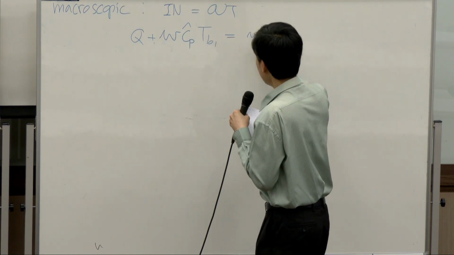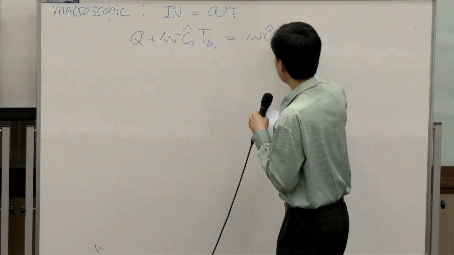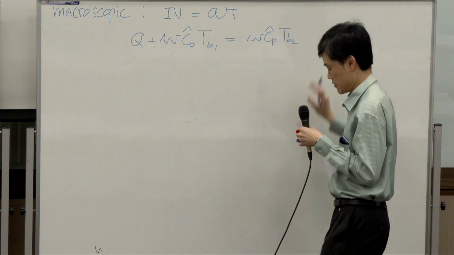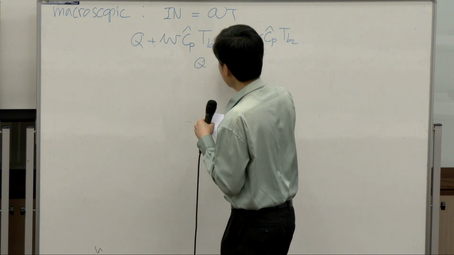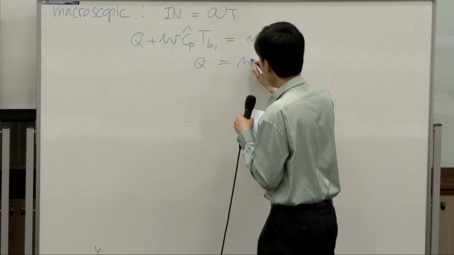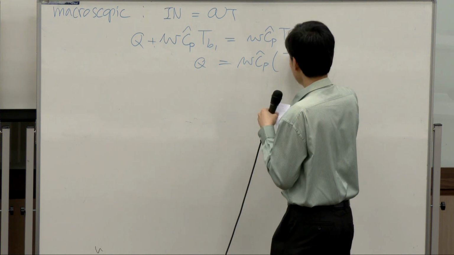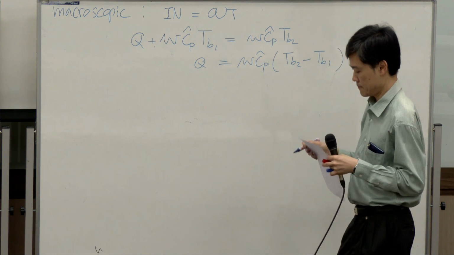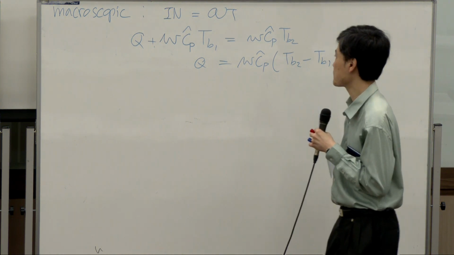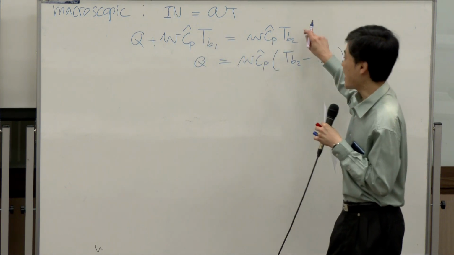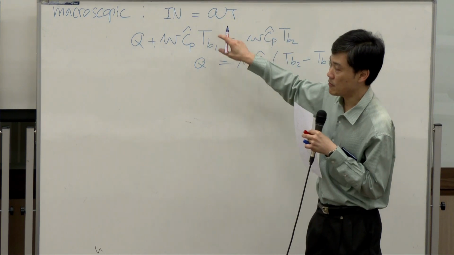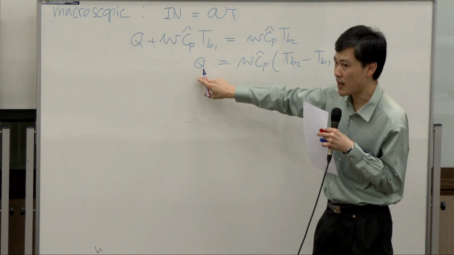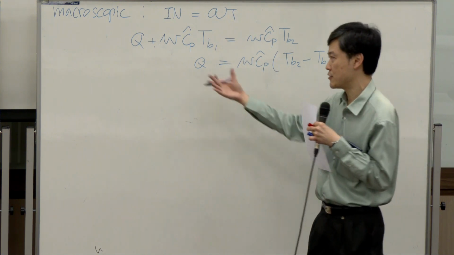For the outlet flow, it will be the same WCP, but the temperature becomes TB2. So this is in is equal to out. From this equation, if you rearrange, you can get Q equal to WCP times TB2 subtracted by TB1. Okay? Of course, if you look, the outlet temperature is supposed to be higher than the inlet temperature because the system is being heated up. On the right-hand side, this term will be positive. Q is positive. That means the system receives energy. So everything is correct here.